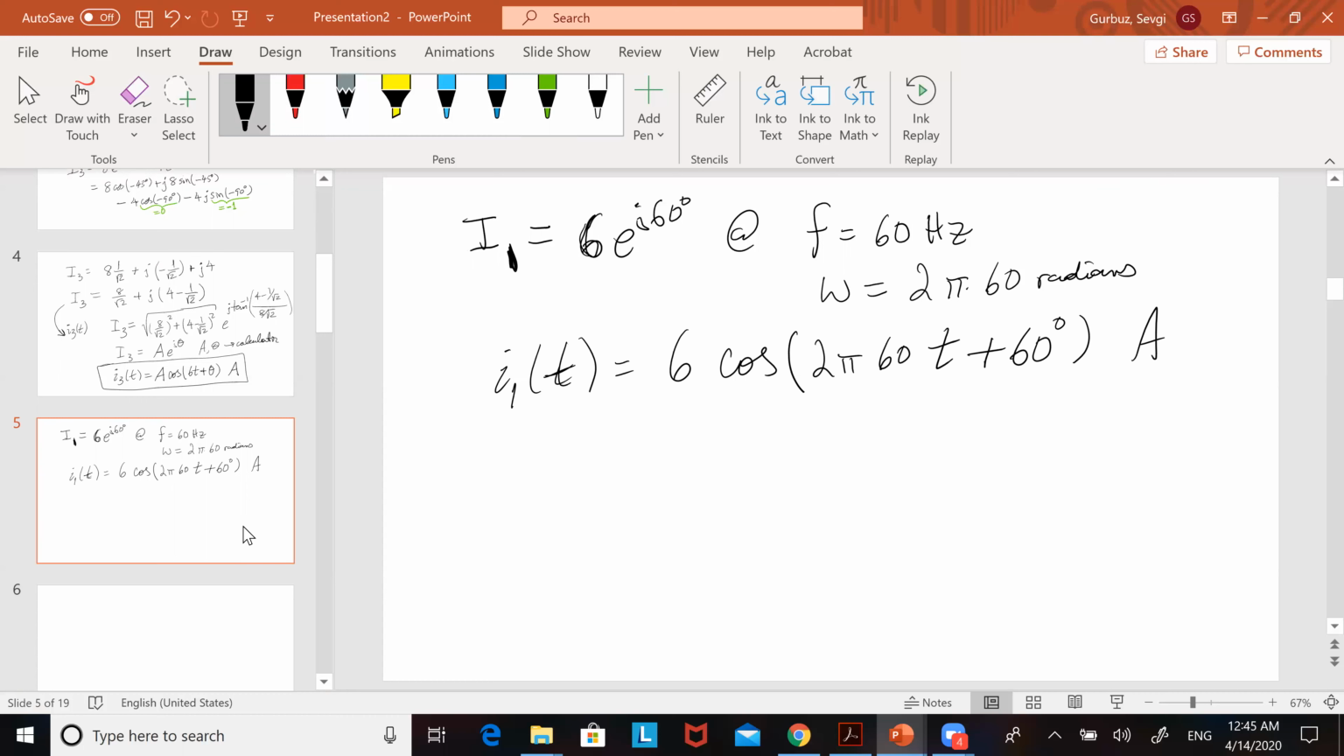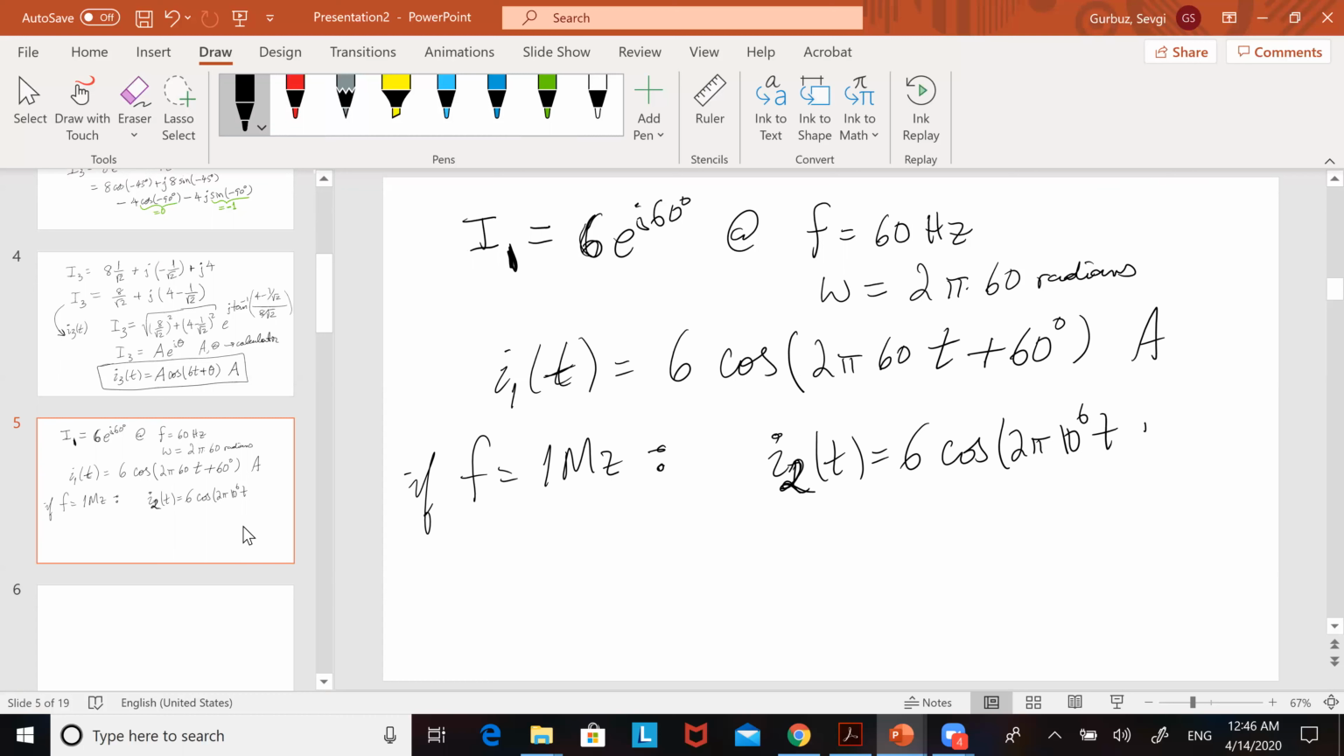What would happen if f was something else? Let's say f was now 1 megahertz. How would that change the way we write the phasor? Well, then we would write, let's call this I2. We would write I2 of t as being 6 cosine of 2 pi times 10 to the 6 t plus 60 degrees. And this is amps. So you can see why I say that you really have to have the frequency matched with the phasor, because the phasor doesn't tell us the frequency. It only tells us what the magnitude and phase is of this cosine.